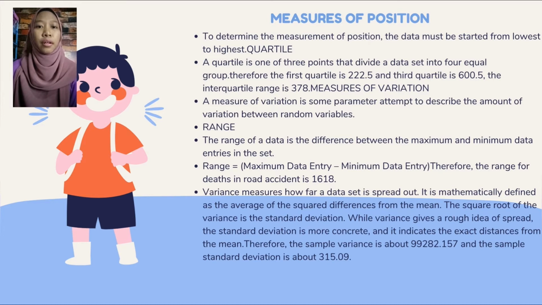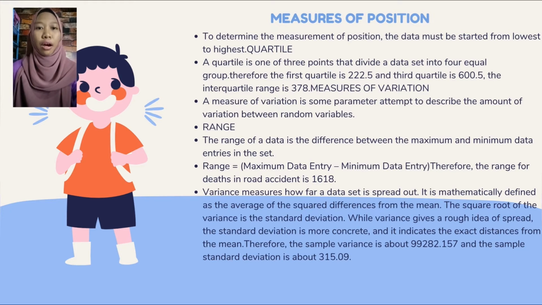A measure of variation is a parameter that attempts to describe the amount of variation between random variables. The range of data is the difference between the maximum and minimum data entries in the set. To find the range, we take the maximum data entry minus the minimum data entry. Therefore, the range for deaths in road accidents is 1618.